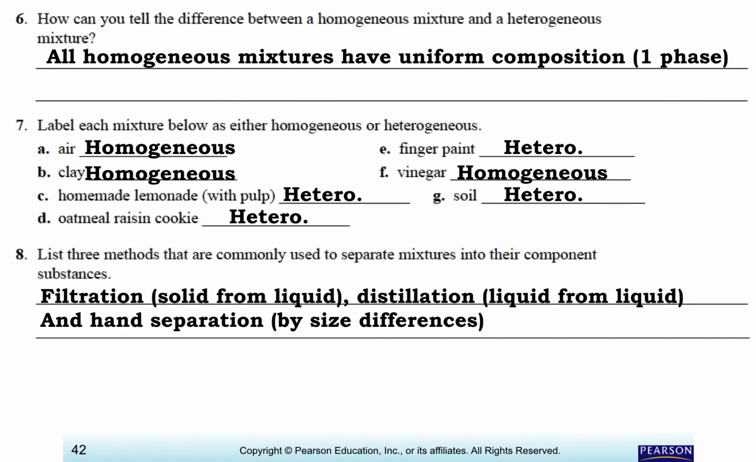Three methods that are commonly used to separate mixtures: filtration, distillation, and separation. So if you want a solid from a liquid, you filter it. If you want a liquid from a liquid, you distill it. If you have different colored M&Ms, you could separate them by color, or if you have different types of plastic and you have big pieces and little pieces, you can separate them by size differences.